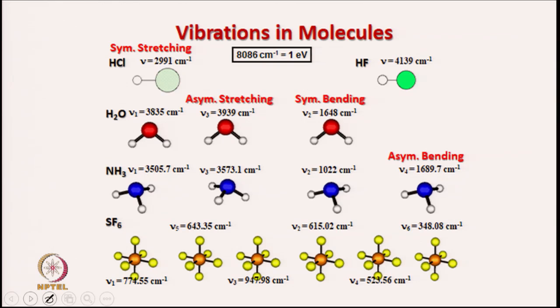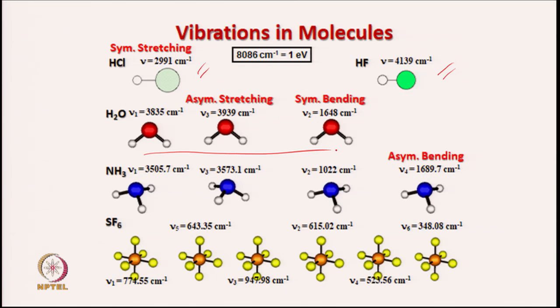For example, HCl symmetric stretching has only one kind of stretching, so that is symmetrical stretching, and the wave number is 2991 centimeter inverse. Similarly, for the HF molecule, a diatomic molecule, you only have one normal mode of vibration, and for HF it is 4139 centimeter inverse. For H2O, you have 3 different kinds of vibration. We just discussed that. One is symmetric stretching, another is asymmetric stretching, and then symmetric bending, and this value we have already seen.